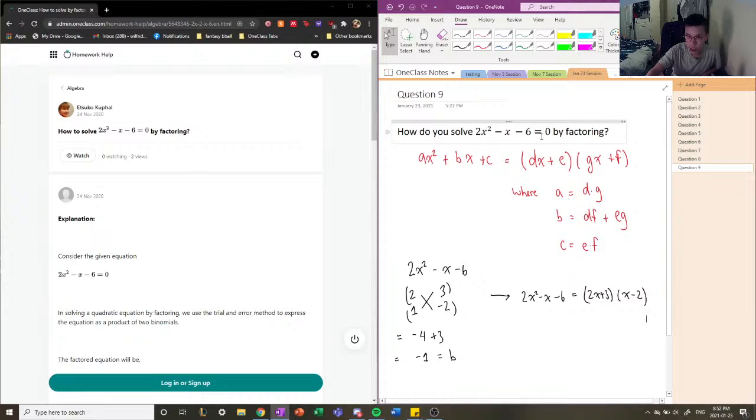So now we need to solve this equation, right? We want to solve for the values of x that make the equation equal to 0. And that's very easy at this point, right? Because we can just set the respective terms of each of these equal to 0. And if they equal 0, then the whole product equals 0. So we're going to solve 2x plus 3 equals 0 and x minus 2 equals 0. So 2x plus 3 equals 0 is going to be x equals -3 over 2. And for this one, it's going to be x equals 2. So therefore, x equals -3 over 2 and 2 are the solutions.